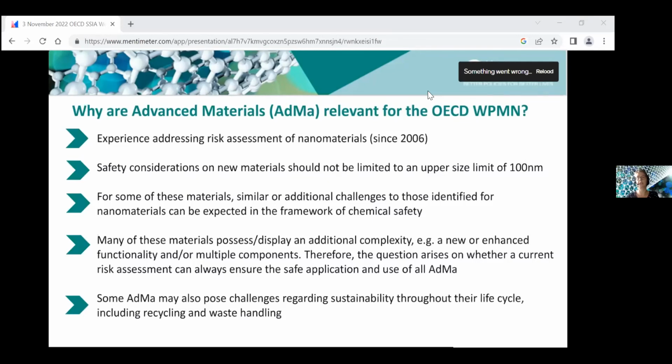And therefore the question arises whether the current risk assessment, either for chemicals as such, but also in particular for nanomaterials, will always ensure safe application and use of advanced materials. And against the background of sustainability, it's also obvious that advanced materials may pose challenges regarding sustainability through their life cycle, which includes also questions on recycling and waste handling. And that's the reason why WPMN decides also to look at advanced materials.